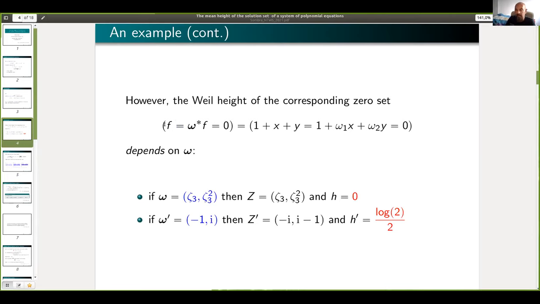If I consider the intersection of f with this twist, that is the common solution of 1 plus x plus y and 1 plus omega 1 x plus omega 2 y, the Weil height does depend on omega. For instance, if you take the third root of unity and its square, then the common solution will also be a torsion point, and the height will be zero, of course, because it is a torsion point. And if you take this other one, minus one and i, then you get a point that is not torsion and the height is not zero. So of course, the question was too naive. And the answer was simply no, you cannot read it directly, at least in terms of quantities that are independent for each of the given polynomials.